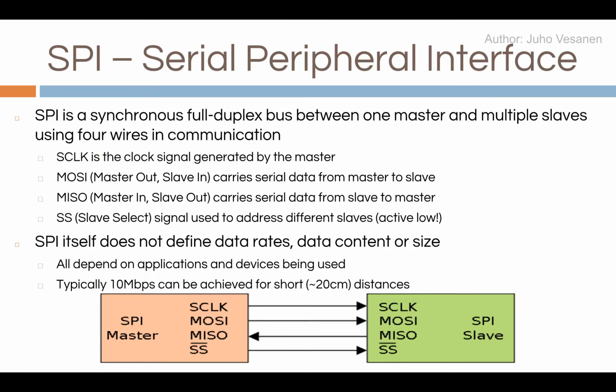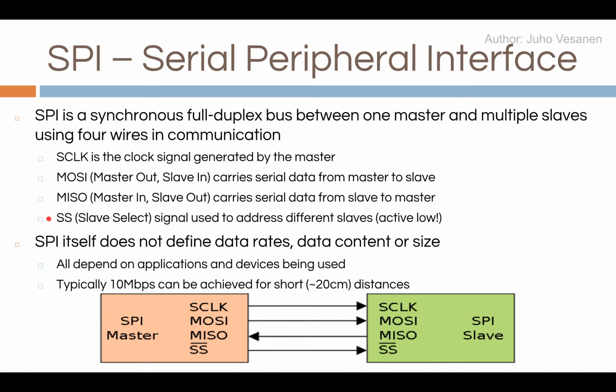Then there are two data signals. One is master out, slave in, MOSI. Okay, so the direction is quite obvious here. Or MISO, master in, slave out. Actually, in order to read anything from data, you must write there something. It could be just zeros, but you need to write in order to read. So the read and write happen at the same time.